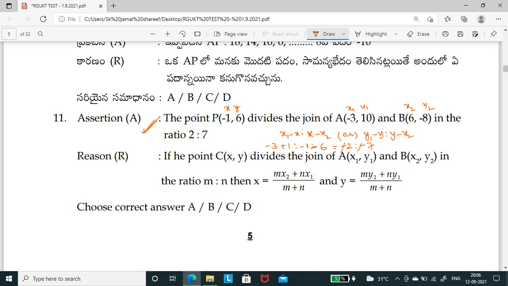Next, if the point C (x, y) divides the line joining A (x1, y1) and B (x2, y2) in the ratio m is to n, then x is equal to (m x2 plus n x1) by (m plus n) and y is equal to (m y2 plus n y1) by (m plus n). So the reason is also correct. Based on this, when you substitute all these values in this equation, you are going to get the values of m is to n, right? So this is also correct. But this particular formula, we can directly use it to find out the ratio without using all that, right?